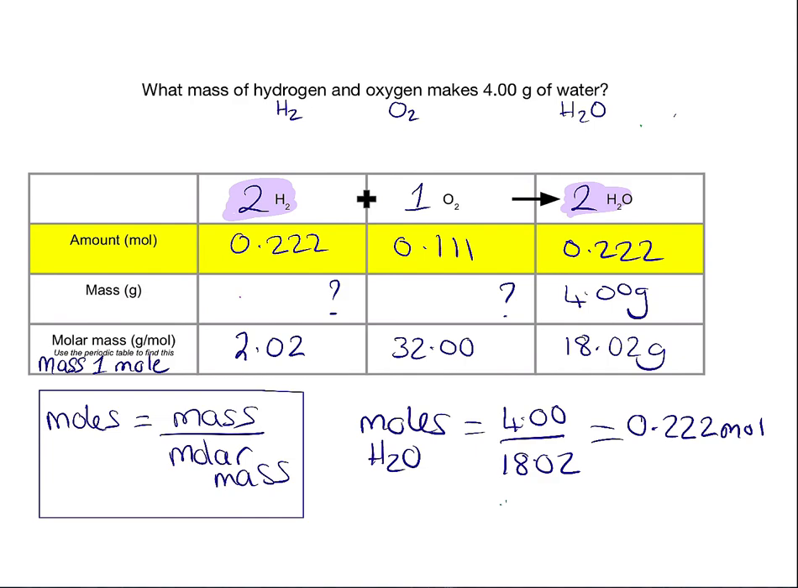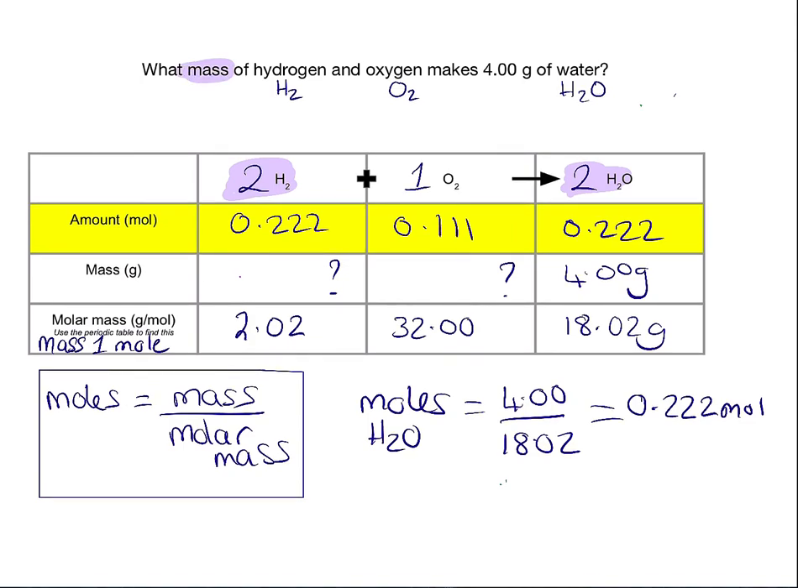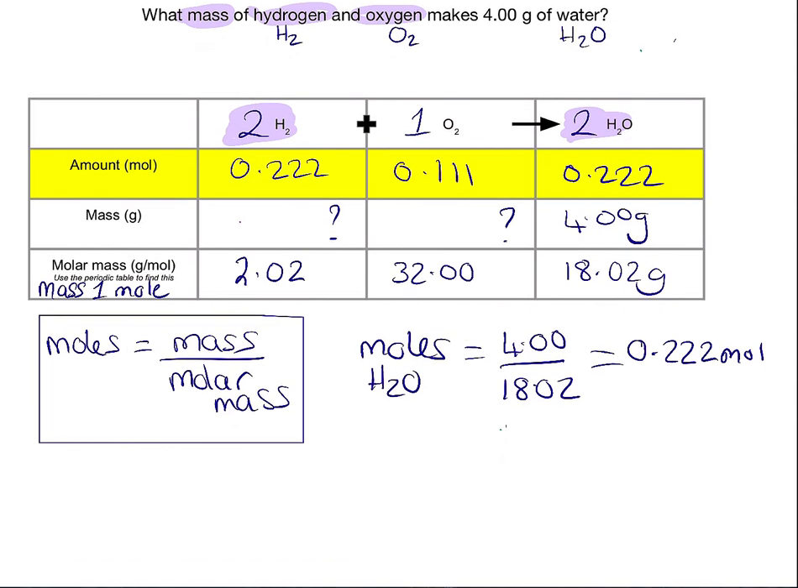So the question's actually asking for the mass of hydrogen and oxygen, right? So the actual mass of hydrogen and oxygen, and we have the moles of hydrogen and oxygen. So what we need to do is turn those moles into masses. The way we do it is we rearrange our equation so that we're looking for mass. Okay, so we start with mass equals moles times the molar mass. So let's do the mass for O2 first.